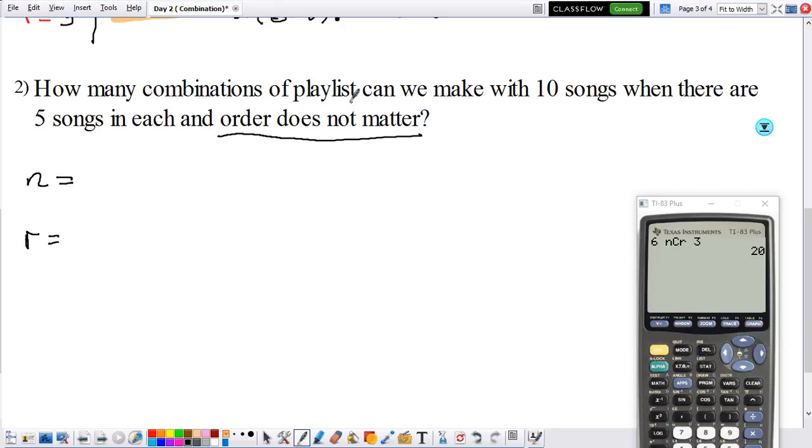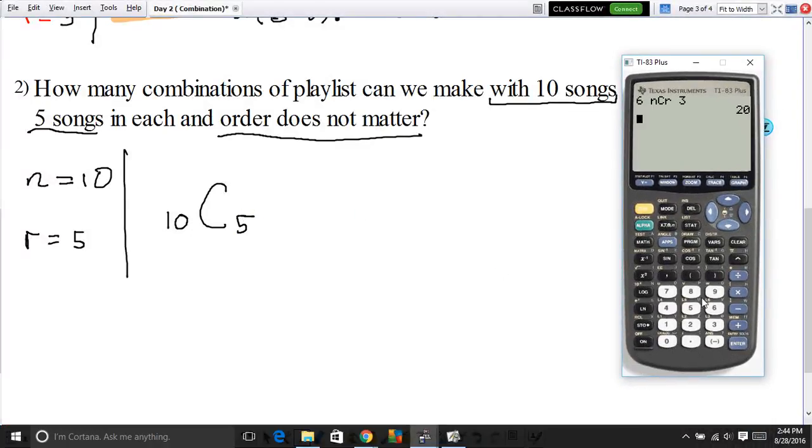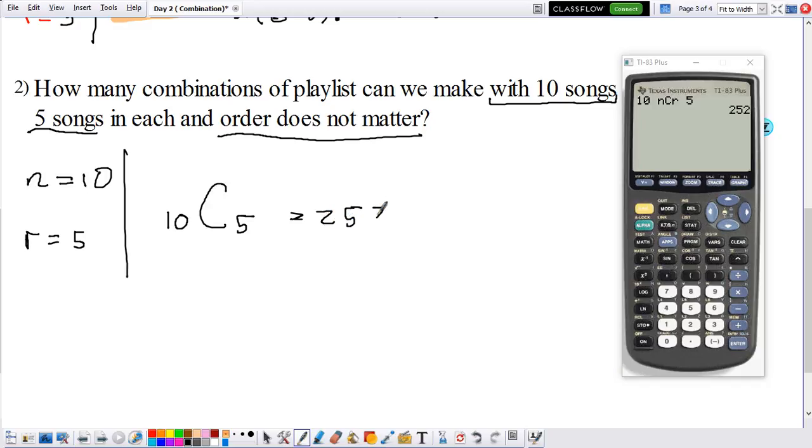It says, how many combinations of playlists can we make with 10 songs? So we know that in total there are 10 songs, so n has a value of 10. When there are 5 songs in each, that means that we want to make groups of 5. We know n, we know r, we know it's a combination, so we have 10 combination 5. You can use the formula on your own, but let's just use the calculator. We do 10, go to mathematics, go to probability, and go to option 3, which is combination. Put the right number, which is 5. That means that we have 252 ways to make the playlist in the problem.